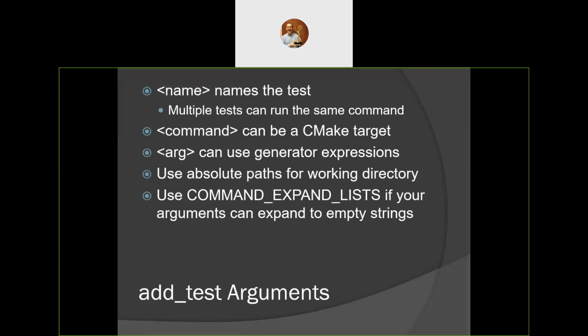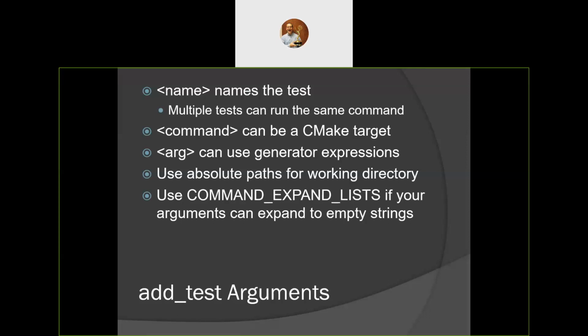And that command expand lists is an option that you want to use if for any reason one of your generator expressions could result in an empty string. Because what you want to have happen in that case is you don't want to pass an empty command line argument if your generator expression results in an empty string. You just want to have that argument essentially omitted. So if you use that command expand lists, if that is the case. Otherwise, you can just use generator expressions. And if they always generate an argument, then you don't need to use the expand lists option.